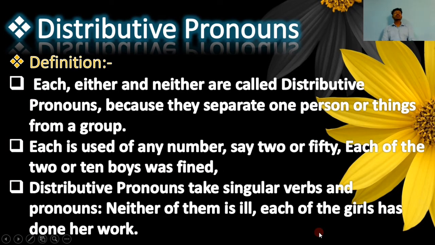Here, distributive pronouns. It is a very, very important pronoun. Each, either and neither are called distributive pronouns because they separate one person or thing from a group. Each is used for any number, say 2 or 50. Each of the 2 or 10 boys was fined.